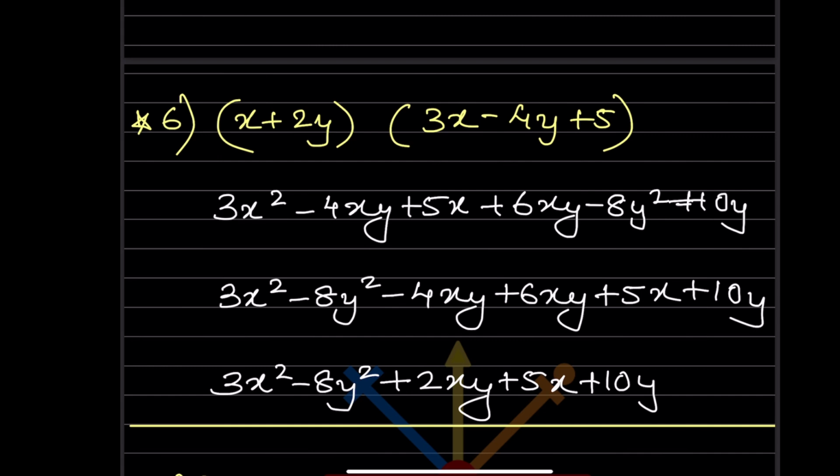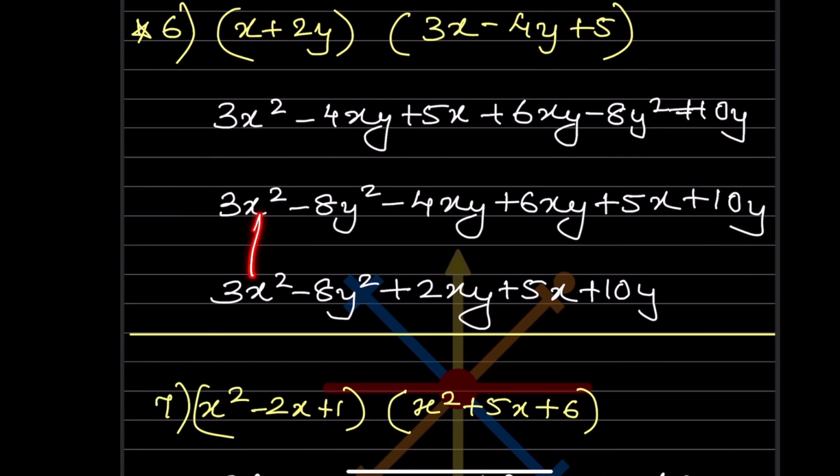So now what will we do here? This will be here 3x square. Now along with this, let us take this is y square. So minus 8y square over here. Then we'll take this minus 4xy, and this is plus 6xy together. Then 5x, and this will be 10y. So here this will be same. Minus 4xy plus 6xy means plus 6 minus 4, that is going to be plus 2. 5x as it is, and this is 10y as it is.